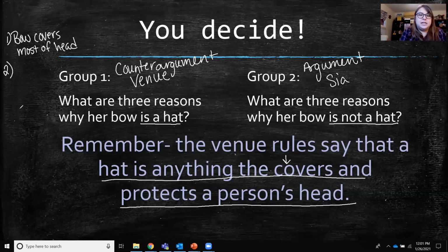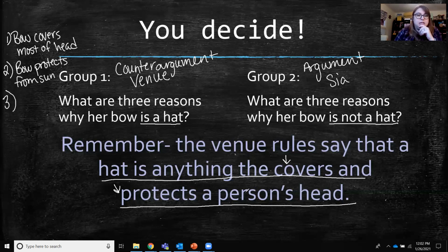My second reason that her bow is a hat. Okay, let's use our definition here again. We had already said covers. Let's use protect. Can her bow protect her from anything? I really don't think bows do a lot of protecting, but since we're on that legal team, we need to make that argument anyway. So maybe her bow can protect most of her head from the sun. So I'm going to use that. Her bow protects from the sun. That's my second reason I think she should get in trouble.